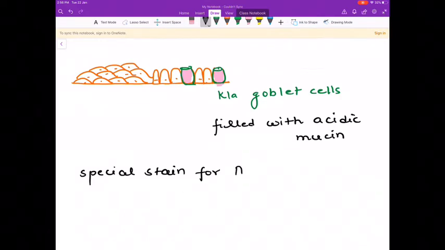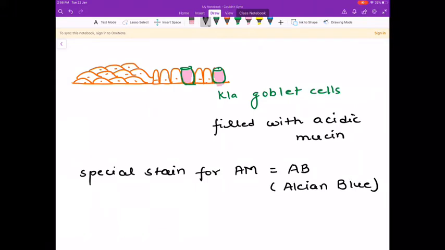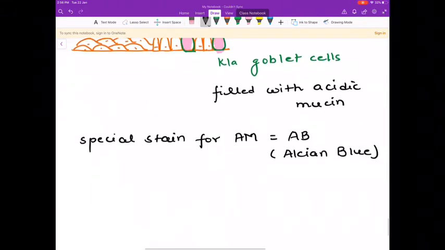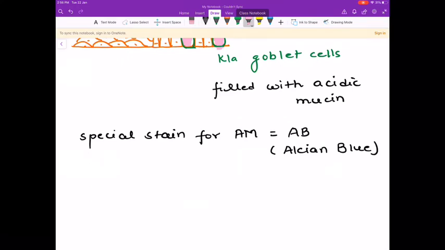Name of the special stain which is used for acidic mucin is Alcian blue. AM for AB, it is Alcian blue. So Alcian blue is the stain used for acidic mucin. Alcian blue is the stain used for goblet cells, and goblet cells are present in the Barrett esophagus. They are not present in the normal esophagus.